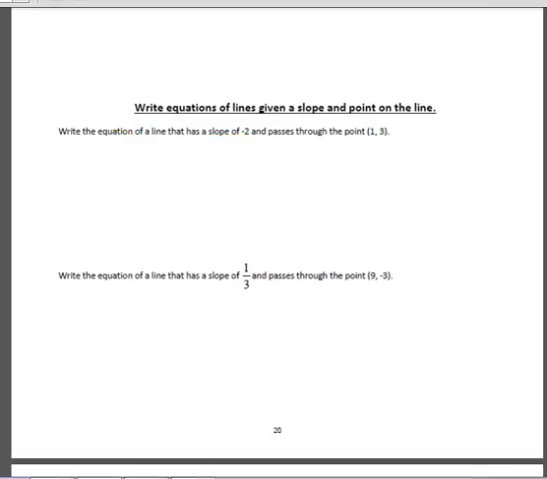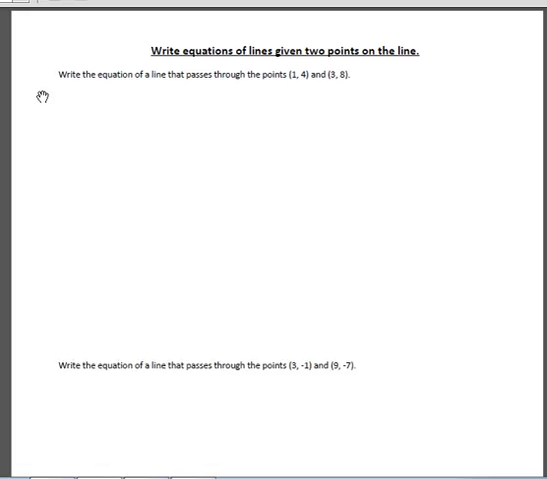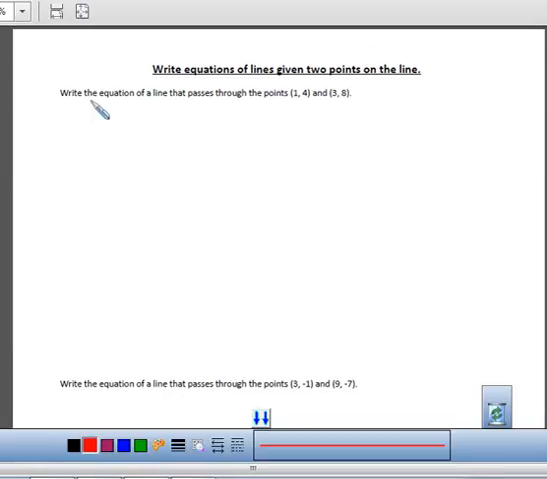Alright, on the next page, page 21. This is a little more challenging. Again, we're going to do the first one together. You're going to do the second one on your own. Write the equation of a line that passes through points 1, 4, and 3, 8. Alright, so we don't have our slope, and we don't have our y-intercept. So we got to find both of them this time.